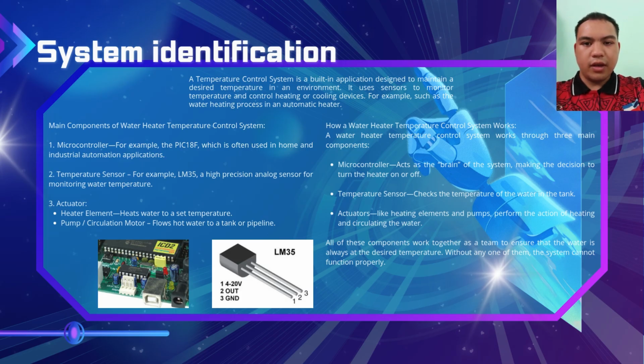The third is the actuator. The heater element heats the water to the set temperature. The pump or circulation motor circulates hot water to a tank or pipeline. These components all work together as a team to ensure that the water is always at the desired temperature. Without any one of them, the system cannot function properly.